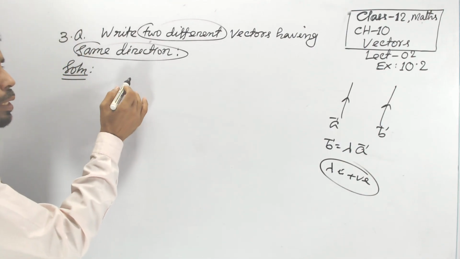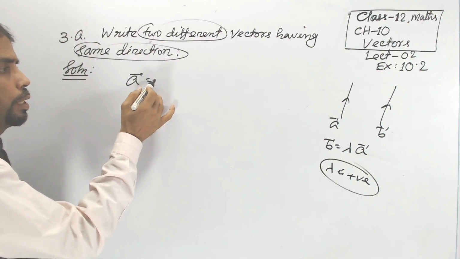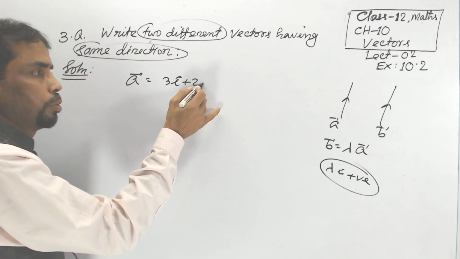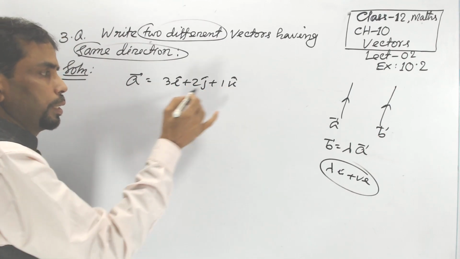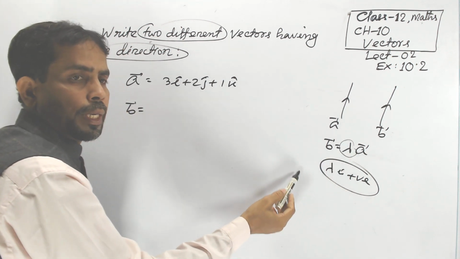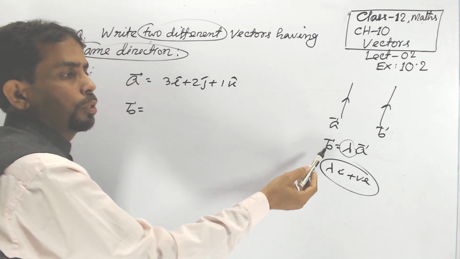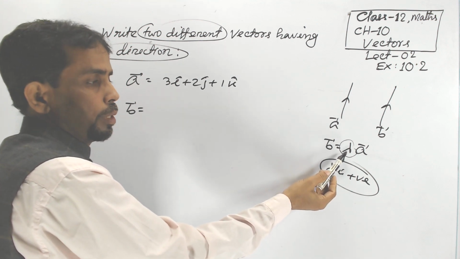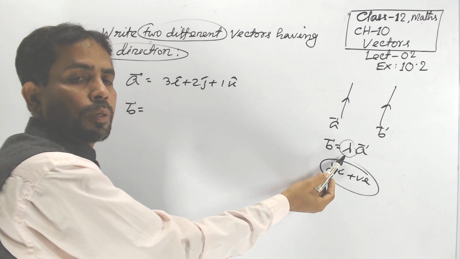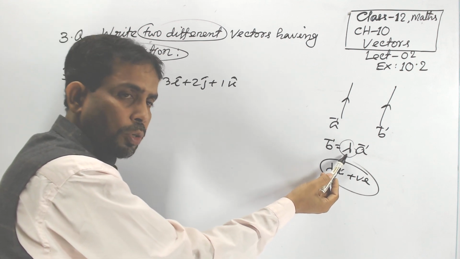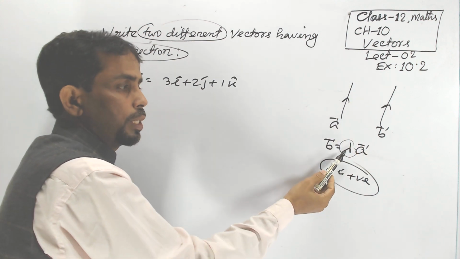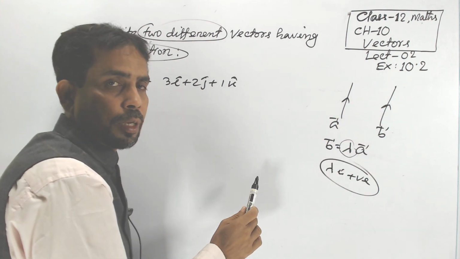So if I take A equal to any numbers I can choose as the coefficients of i, j, k, say 3i plus 2j plus 1k, then for B, according to this concept, lambda I can take any value. I can take 2, 3, 4, any non-zero positive value, an integer or even a fraction, but I have to always take it positive, because the two vectors have the same direction. If I take it negative, the vector B will have the opposite direction.